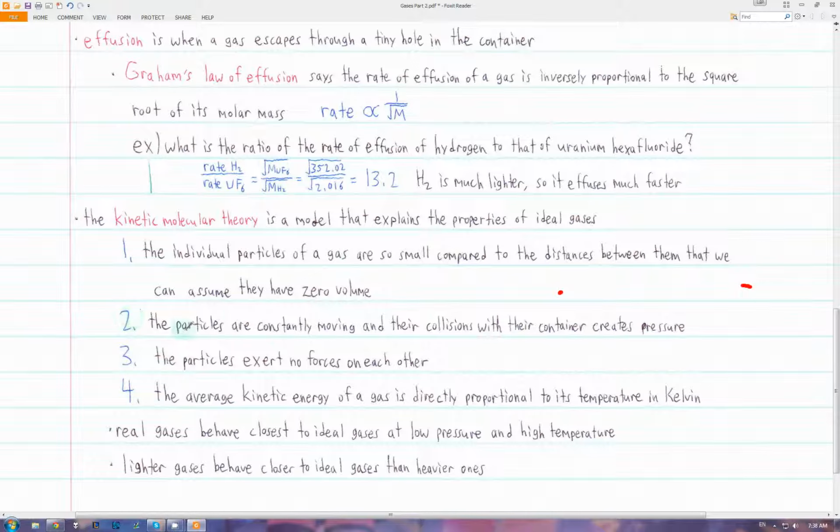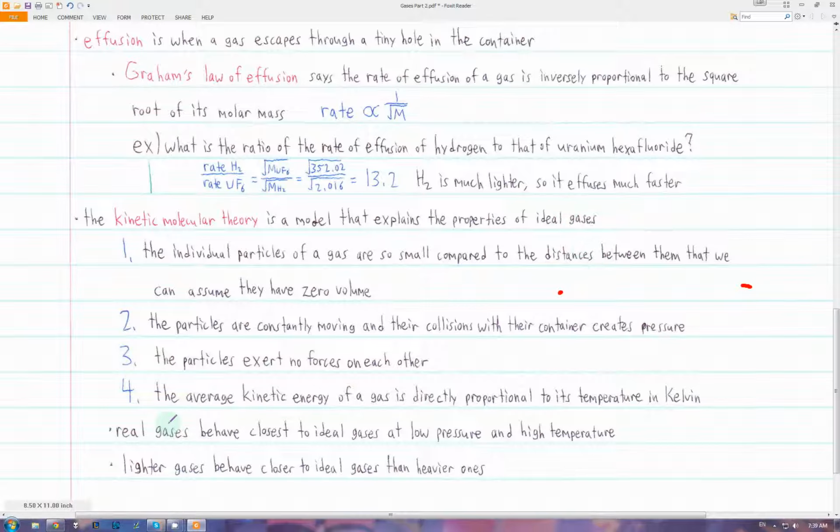And two, the particles are constantly moving around, and the collisions with the container is what actually causes pressure. And three, the particles exert no forces on each other, which is not true. There are various intermolecular forces between the gas particles, but we can ignore them. And four, the average kinetic energy of a gas is directly proportional to its temperature in Kelvin. So kinetic energy just measures how fast things are moving. So things that are moving faster have a higher temperature. So this means the temperature in Kelvin is really just a measure of how fast these particles are moving.